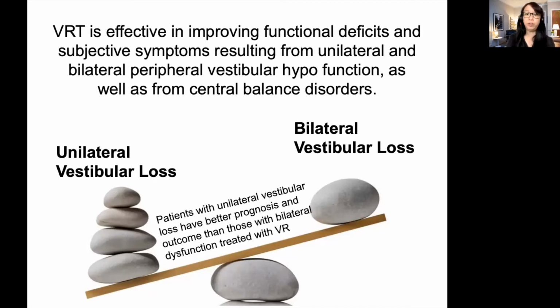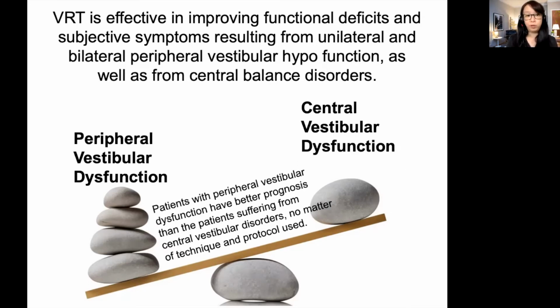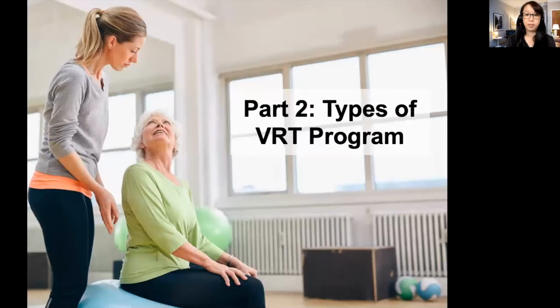VRT is effective in improving functional deficits and subjective symptoms resulting from unilateral or bilateral peripheral vestibular hypofunction, as well as from central balance disorders. When we compare patients with unilateral or bilateral vestibular loss, those with unilateral vestibular loss have a better prognosis compared to those with bilateral vestibular loss. VRT has its limitation. Similarly, those with peripheral vestibular dysfunction respond better to VRT than those with central vestibular dysfunction.